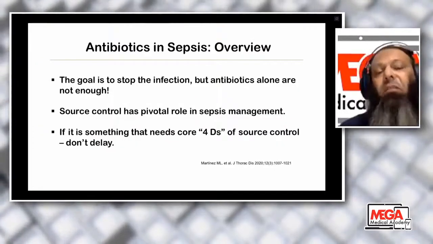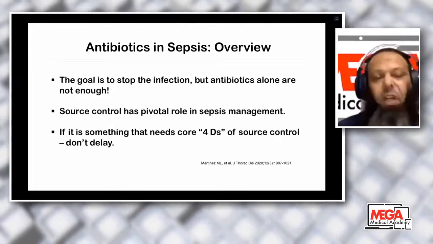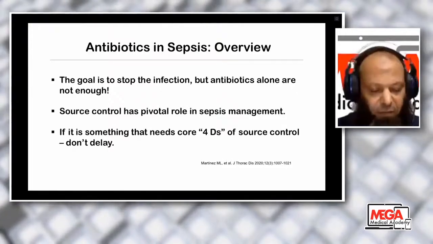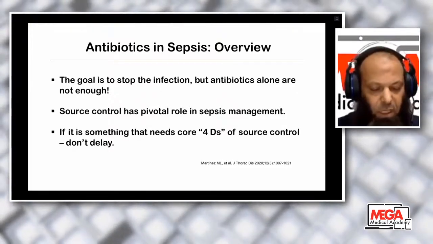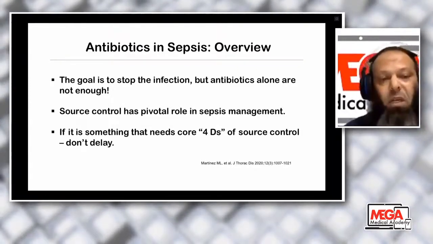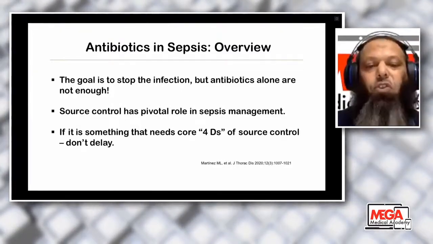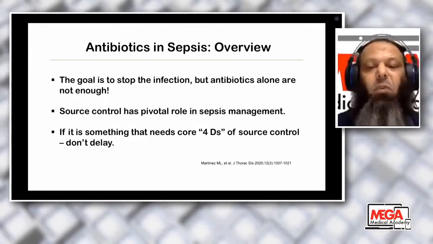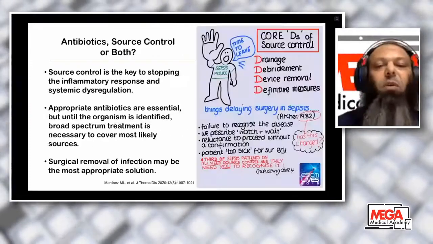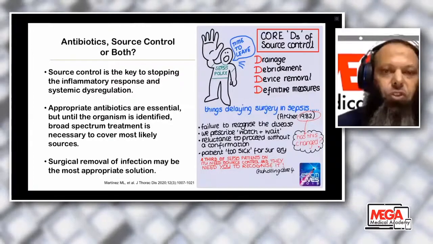The goal everywhere, in the ER, on the floor, or in the ICU, is to stop the infection, but antibiotics alone are not enough. Source control has a pivotal role in sepsis management. It is at the core of the 4Ds of source control. So please do not delay. I will not go quickly through this because my colleague, Professor Hassam Afifi, will address source control, and you will enjoy how he does it.